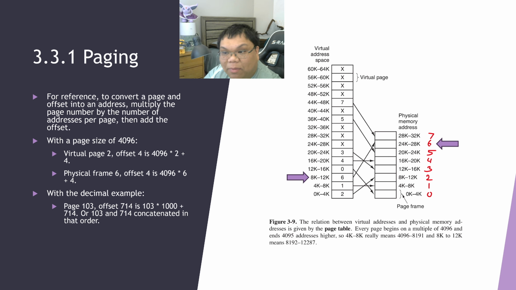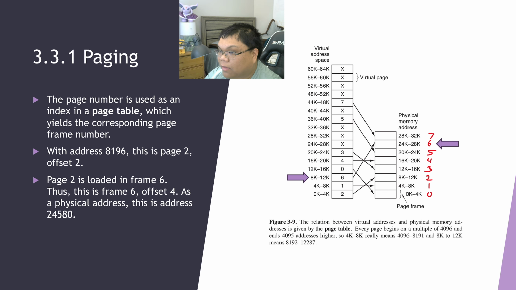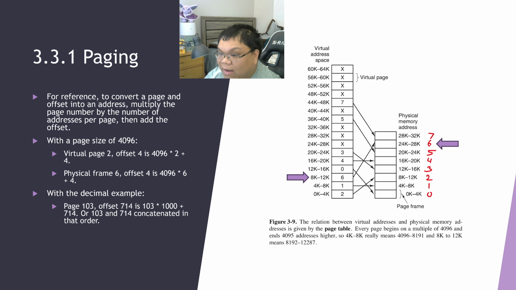With the decimal example from a few slides ago, that is page 103 offset 714. That is 103 times 1000 plus 714. Or better yet, because these are in decimal numbers, all you gotta do is concatenate the two. So 103 concatenated with 714, that is our address.